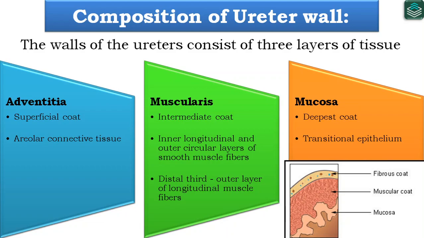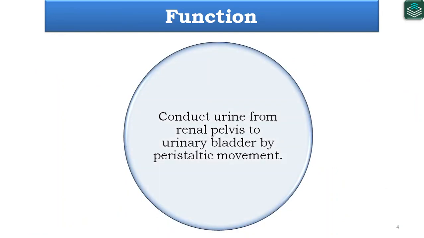Now the innermost layer is mucosa, which forms the deepest coat. It is made up of transitional epithelium and an underlying lamina propria. Lamina propria is made up of areolar connective tissue. Transitional epithelium is able to stretch. Mucus, which is secreted by goblet cells of the mucosa, prevents the cells from coming in contact with urine. The major function performed by the ureter is conducting urine from the renal pelvis to the urinary bladder by peristaltic movement.